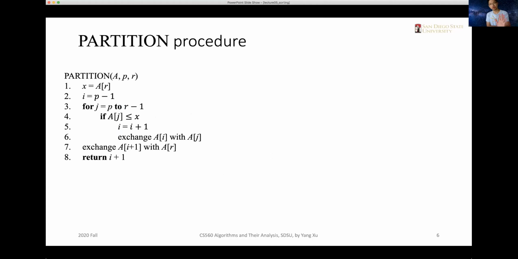So we will use a simple example to show how this partition procedure works on an input array. For example, we have an input array that has 8 elements. This is the initial position of all the loop counters and the input parameters. So P and J are at the same position 1, because I is initialized to P minus 1, so it's 1 to the left of P, and R is the ending index.